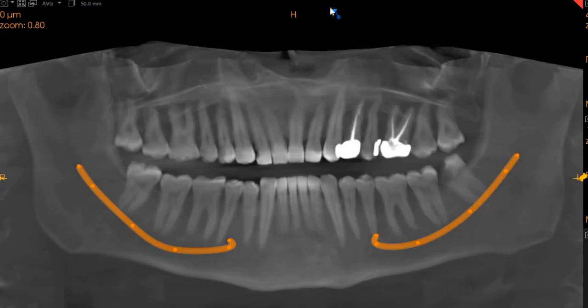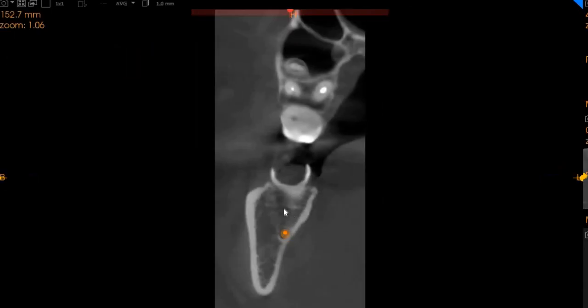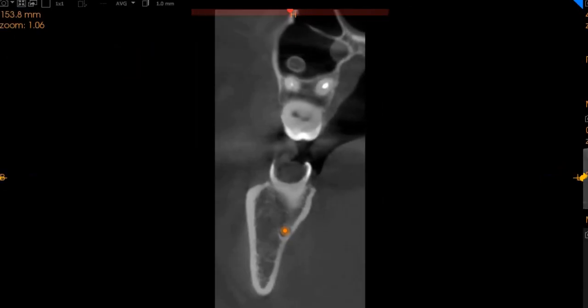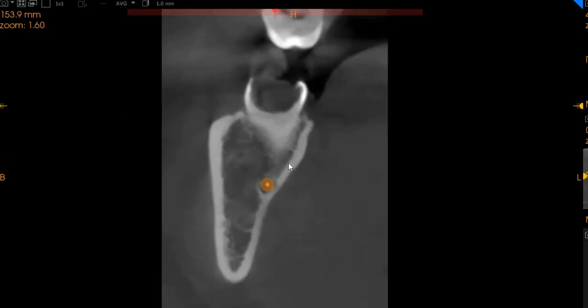This is the CBCT of the patient that you had requested. The area of interest is the lower left wisdom tooth and its proximity to the inferior alveolar nerve. This is the transaxial view. The transaxial view is basically the proximal view. The orange highlight identifies where the nerve is.